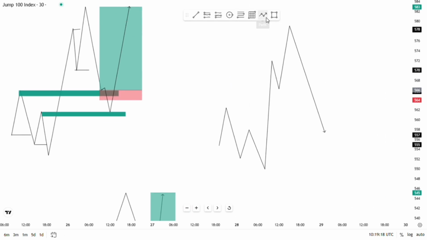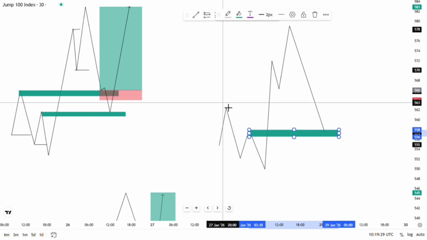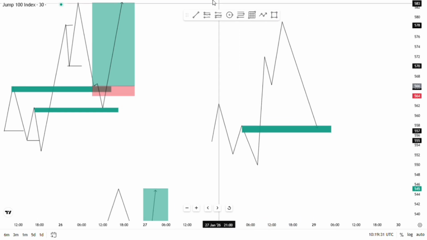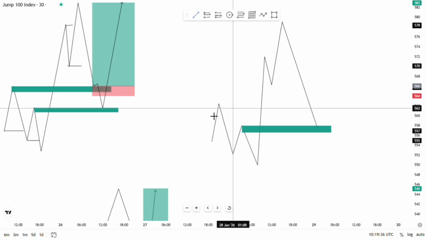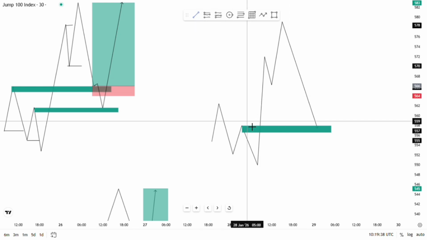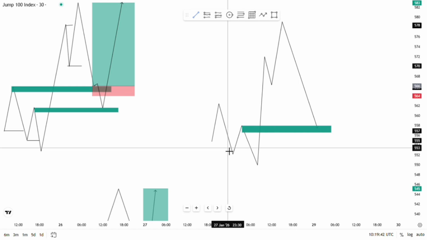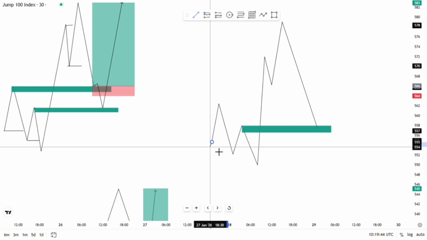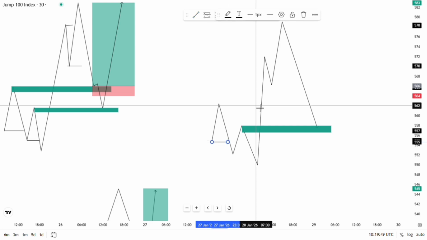So let's move to the next. Here is what I say. First of all, you're going to mark this sweep. After marking your sweep, or you can start by marking your breaker blocks. Do you get? So after marking that breaker block, next thing is for you to do what? Look for your sweep and mark your sweep. Yes, that is our first sweep.